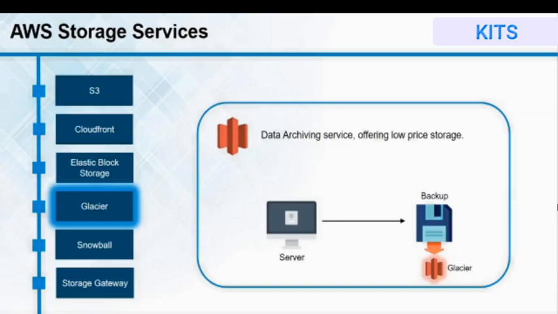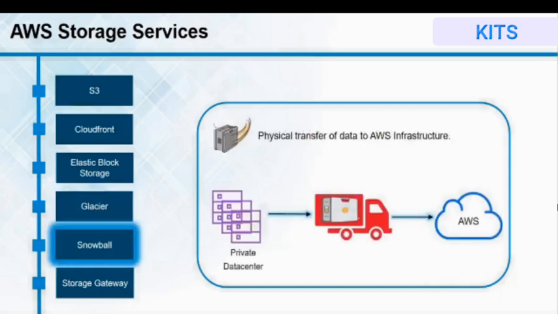Let's move on to our next service, which is Snowball. Snowball is a way of transferring your data to the AWS infrastructure, or transferring your data back from the AWS infrastructure. How do you do it? You have your data in your data center, your Snowball device is connected to your data center, and all of your data is transferred to the Snowball device. Now this Snowball device is then shipped back to AWS infrastructure and your data is uploaded.